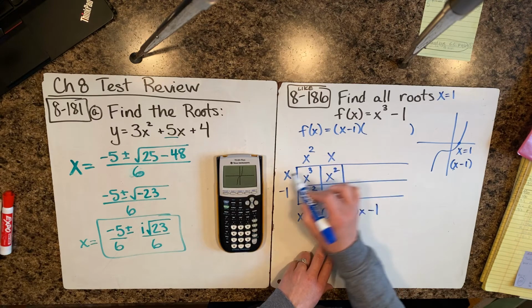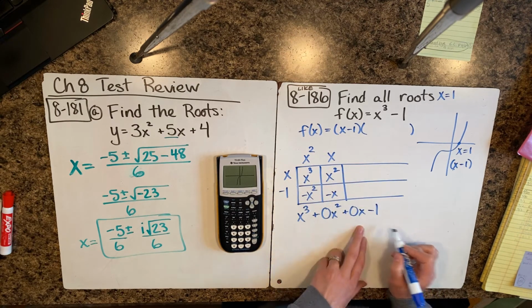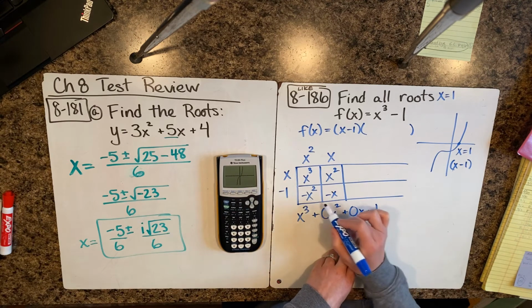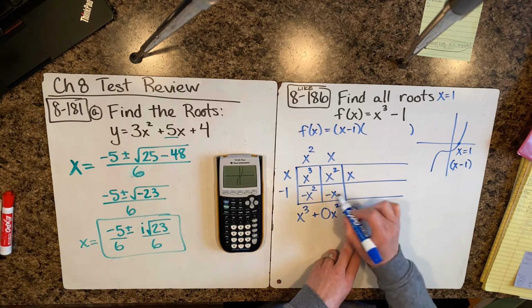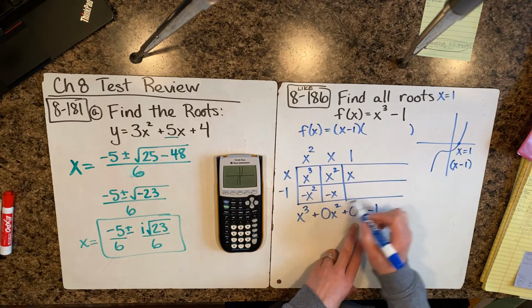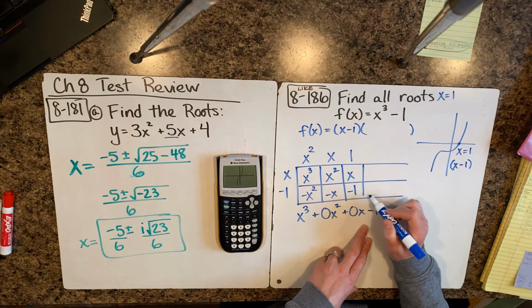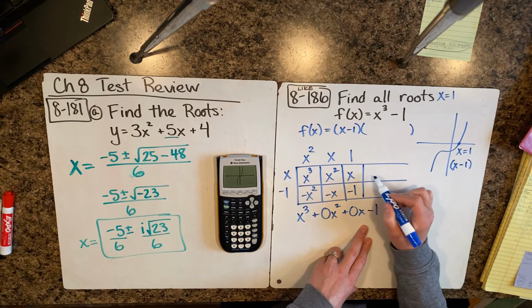On top, x times x makes x squared. x times negative 1 is negative x. But I'm supposed to have 0 x's. I have a negative 1. I need to add an x to make those add to make 0x. Up top, I get a 1. I get a negative 1. And that matches, which it should match because we knew it was a factor.